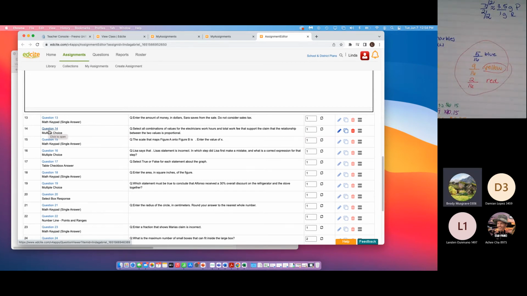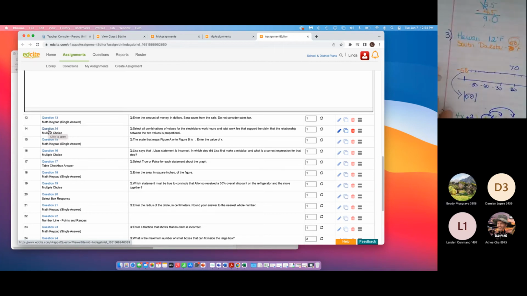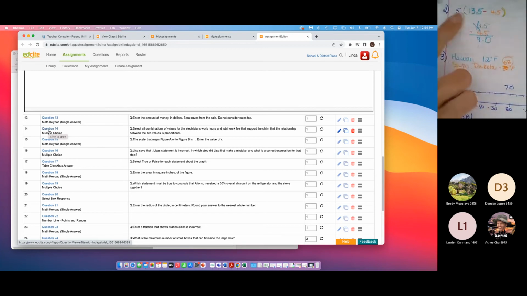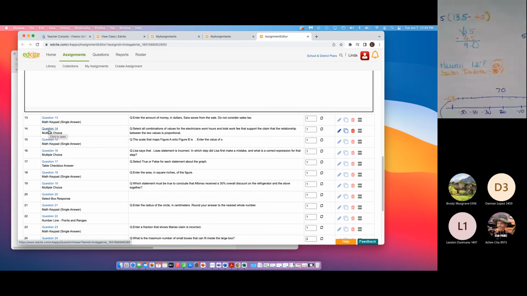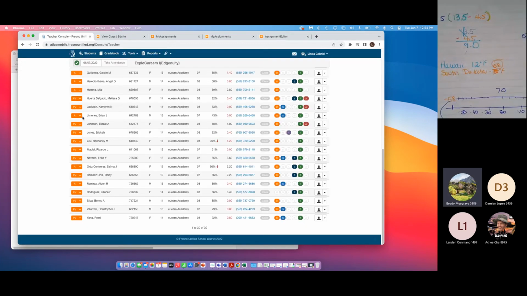Okay, so what did we get for 12? Number 12 is 14, because you can't go to the store and buy 0.6 of a candy bar. Okay, and then for number 2, let's go over number 2. Number 2 was 5 times, parentheses, 13.5 minus 4.5. 13.5 minus 4.5 is equal to 9. So 5 times 9 is equal to 45. So it's 45. Correct.